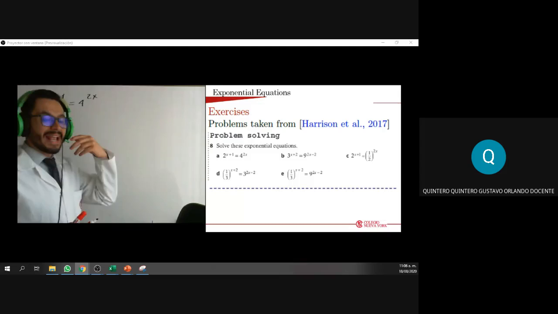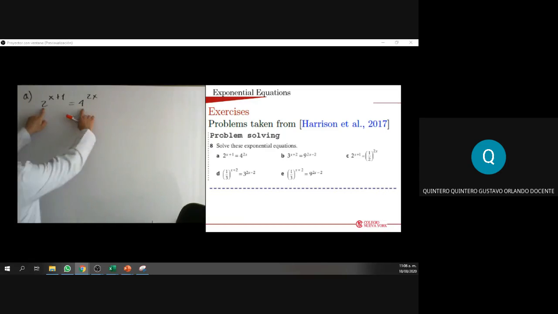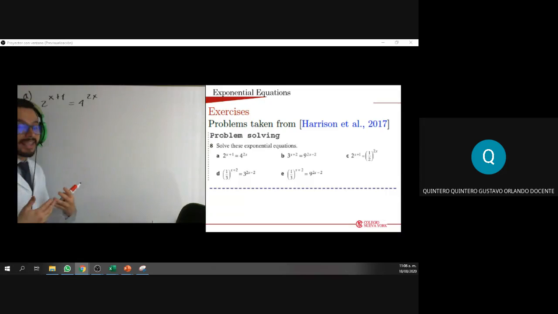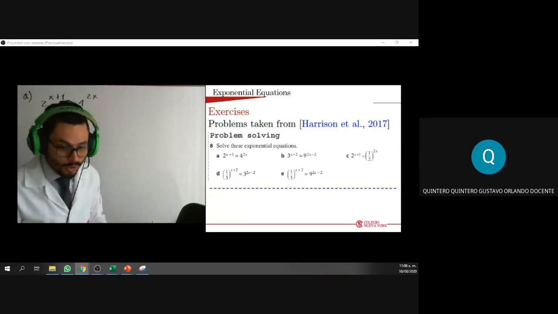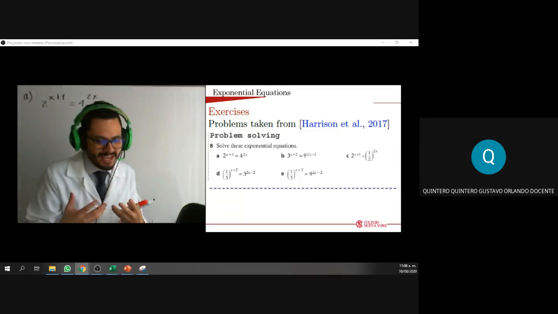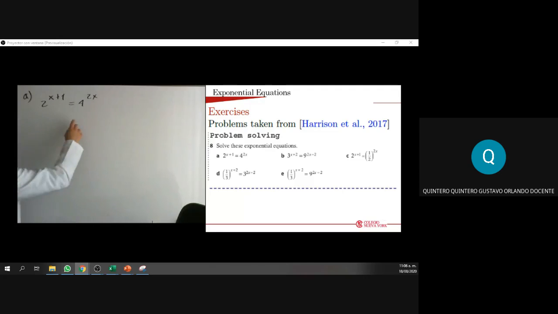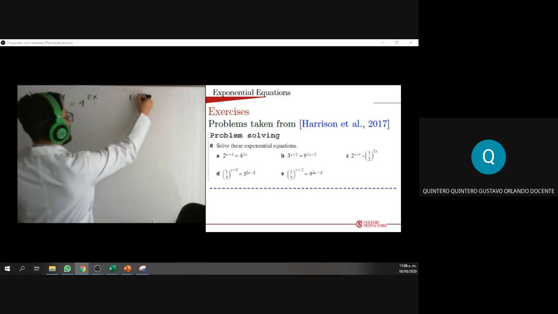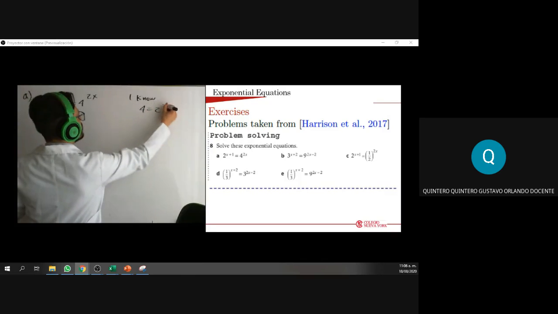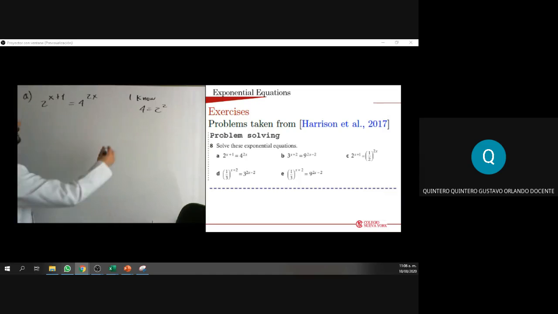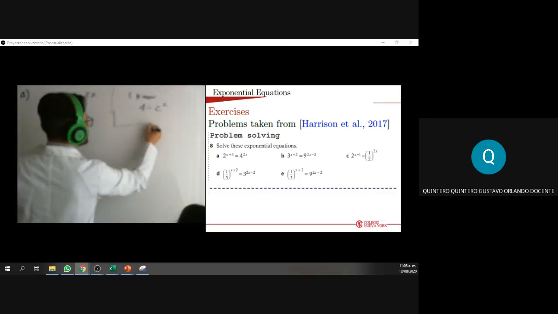First, we want to cancel the bases, but we know 2 and 4 are not the same. So we cannot cancel them. But what we can do is rewrite the equation, right? Now, I'm going to take the 4 and change it into a base of 2. Why did I choose the 4? Well, because I know 4 equals 2 to the 2, right? So I'm gonna use this.